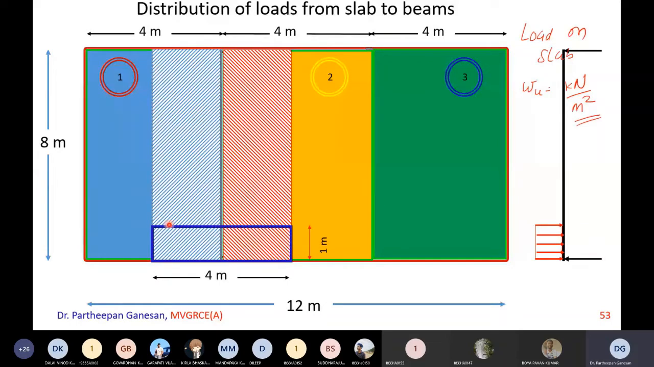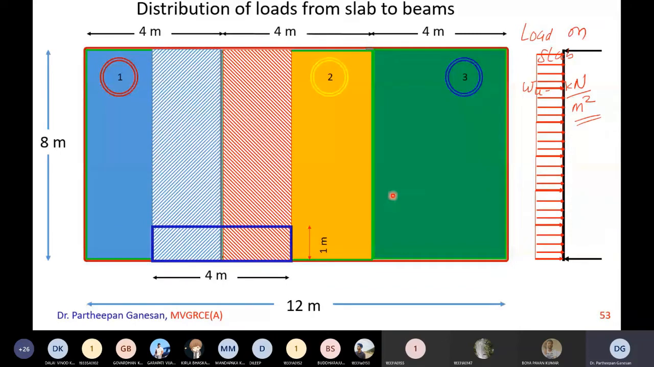In the same way, if you take another 1 meter, it will have the same intensity. The next 1 meter also has the same intensity, and the next 1 meter also. Likewise, we calculate like this. You remember, either the beam or slab, we always design for 1 meter length, and the same thing we will adopt.